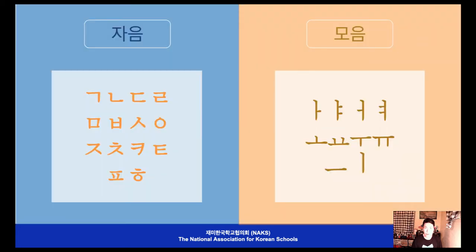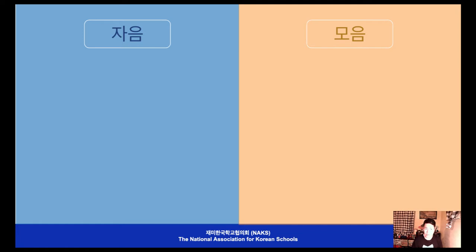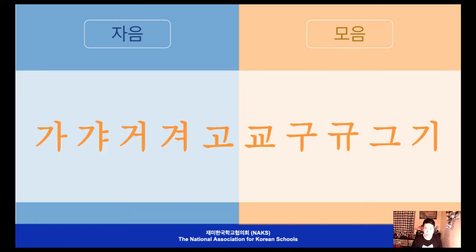So for Korean words, you combine the consonant and then the vowel. Always consonant first. And then now this one is 가, 갸, 거, 겨, 고, 교, 구, 규, 그, 기. Okay? 가, 갸, 거, 겨, 고, 교, 구, 규, 그, 기.